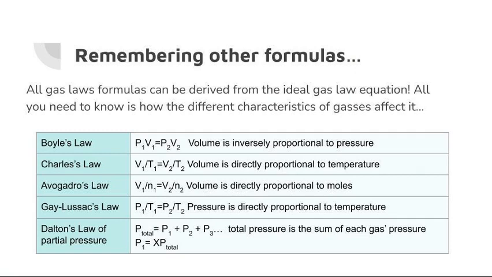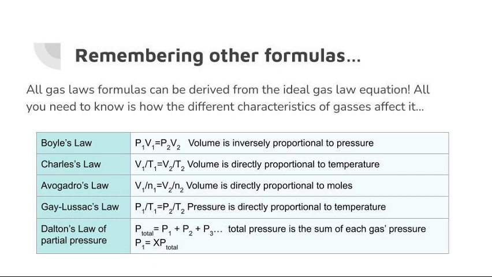Once you have a good understanding of the ideal gas law and the various units of pressure and how to convert between them, the next big step is remembering all the other formulas. It might seem like a daunting task, but all gas law formulas can be derived from the ideal gas law equation. All you need to know is how the different characteristics of gases affect the others. Here is a list of the important formulas to know and how they describe the relationships between the various properties of gases. Instead of trying to memorize which one is which, I suggest focusing on what occurs when a certain variable is altered and the others are kept constant.